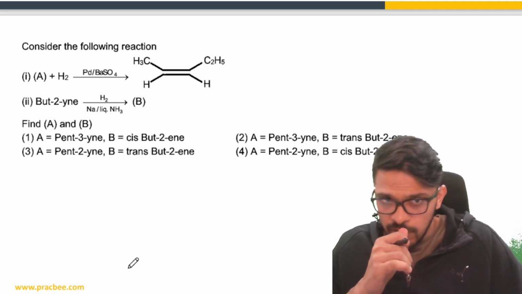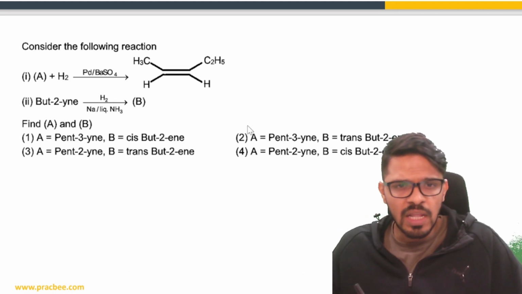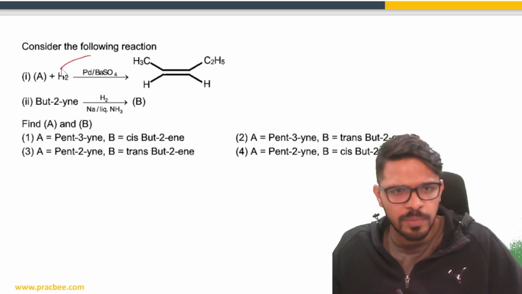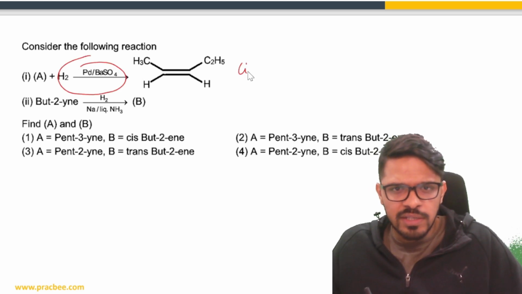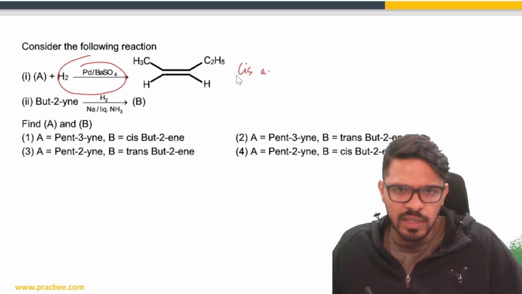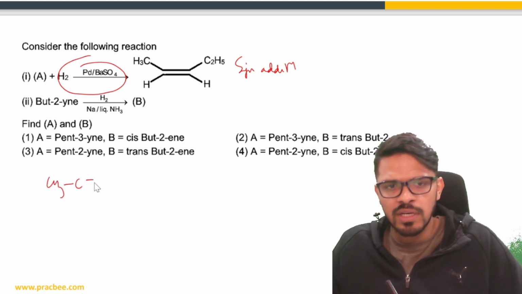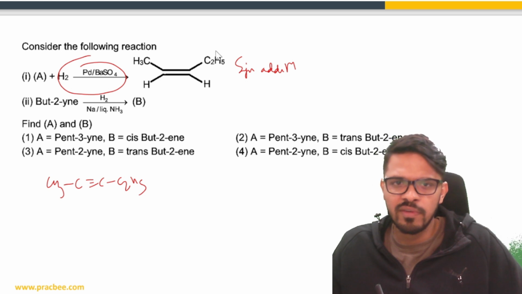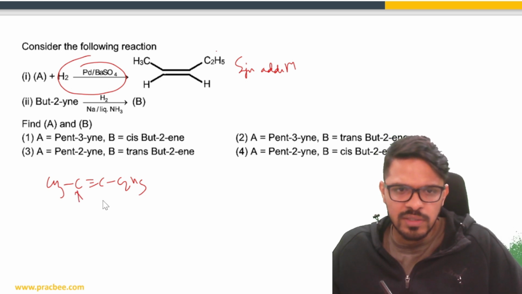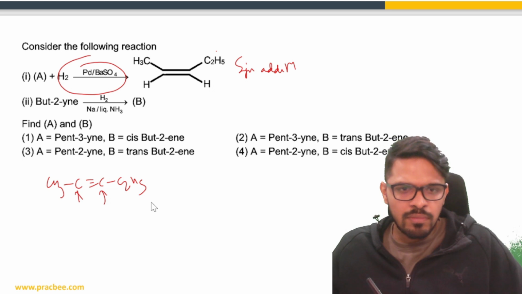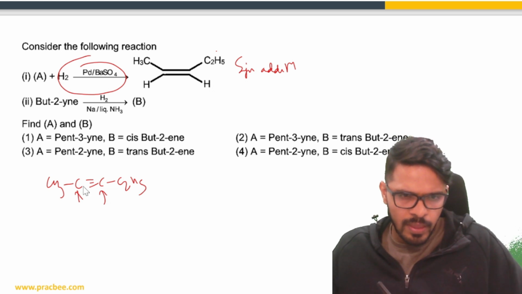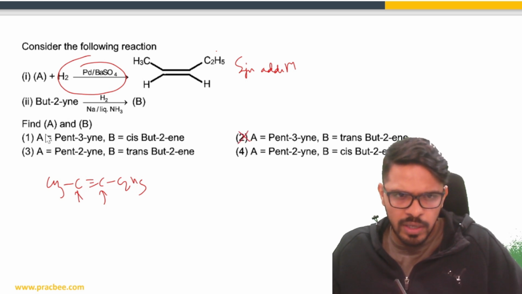So next question, the first reaction is basically Lindlar's catalyst, H2, Pd, BaSO4. This is cis addition, cis product. The addition is syn addition. If we talk about the reactant, we basically have CH3, C triple bond C, C2H5, right? The addition takes place in the syn fashion. So this is basically pent-2-yne. This cannot be correct, this cannot be correct.